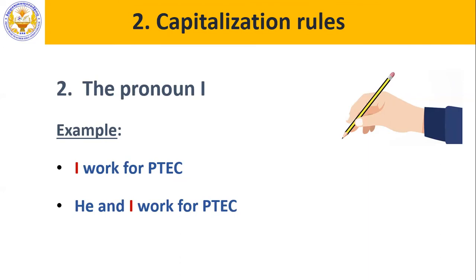2. The pronoun I. I work for Penh. We capitalize the pronoun I. He and I work for Penh. We still capitalize the pronoun I, even if it is not at the front, at the beginning of the sentence.